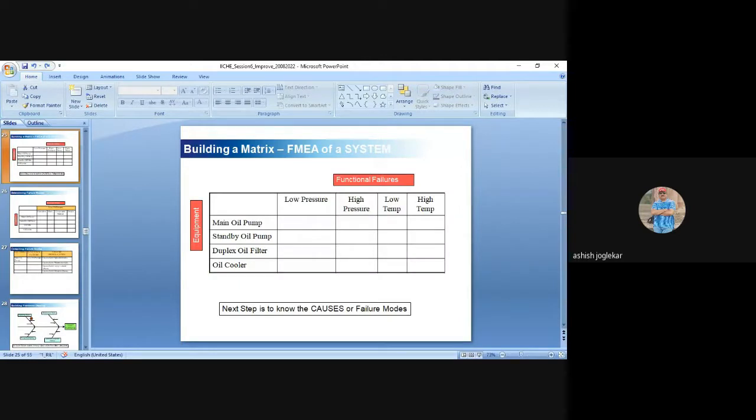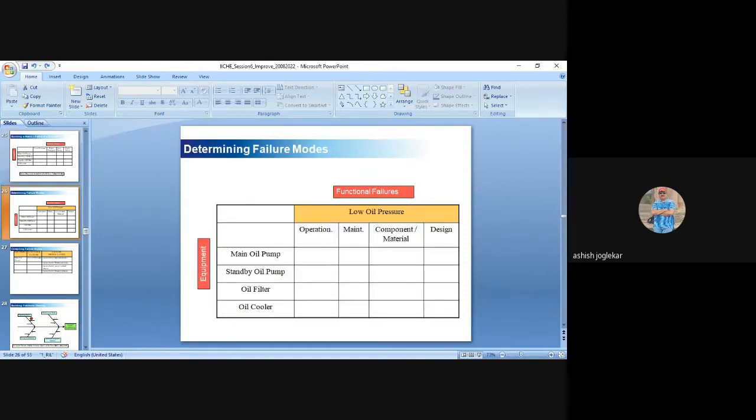So you can build a matrix of FMEA on a system, saying that the equipment is the main oil pump, standby pump, duplex oil pump, oil filter, oil cooler. What are the functional failures? Loss of pressure, low pressure, high temperature, everything. You can go on writing the failure modes. Then what are the causes for low oil pressure? Are they maintenance causes? Are they operation causes? Are they design causes? Are they material causes? What causes are there?